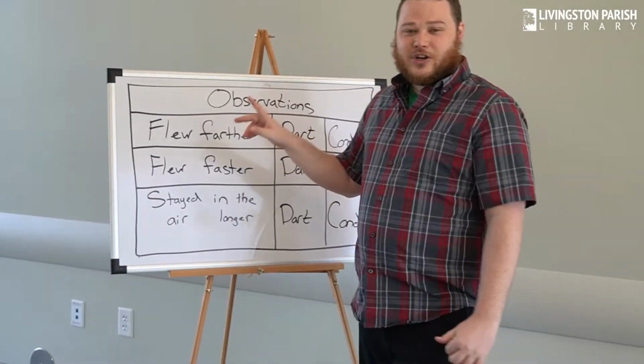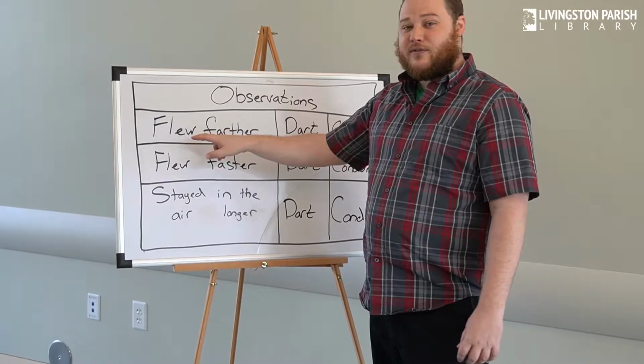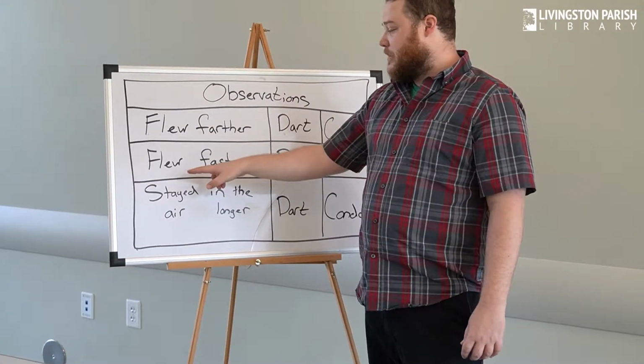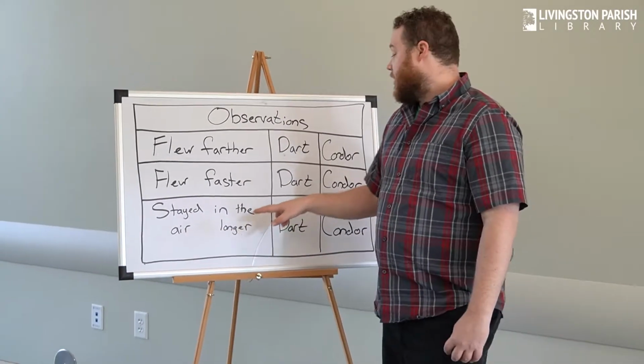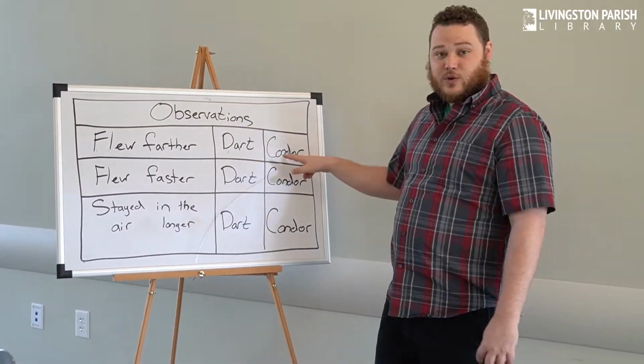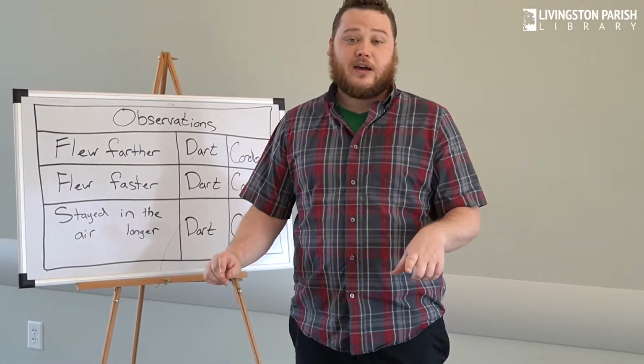Let's take a look at our chart. First we have our observations. We're going to test and see which plane flew farther. We're going to see which plane flew faster, and we're going to see which plane stayed in the air longer, the dart or the condor. So I'm going to sit down and we'll show you how to make the dart.